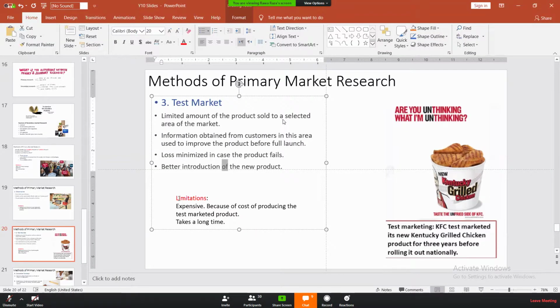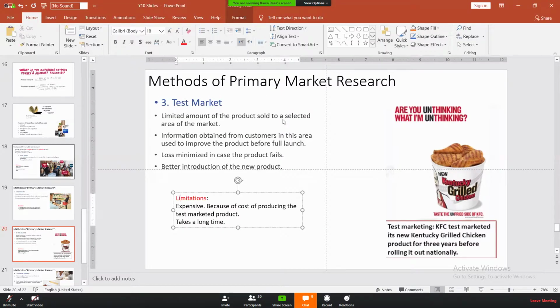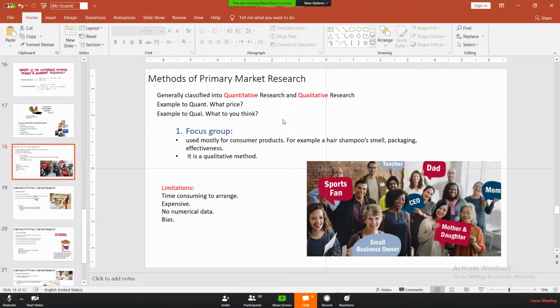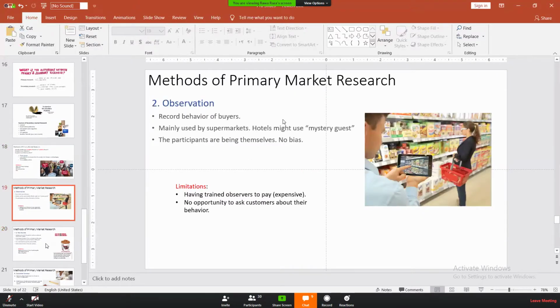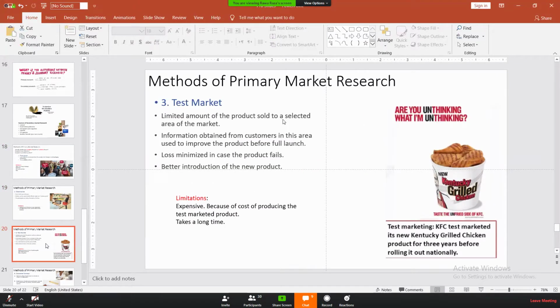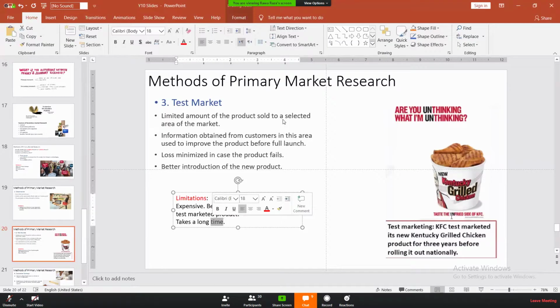Okay, the limitation is obviously it's expensive. It's not like the other methods, it's not theoretical. You're actually making and selling a product, and you could lose a lot of money. Okay, so it's expensive, and also it takes a long time. KFC's product took 3 years for that test to be done. So it was only being sold in one market for 3 years. So they've been collecting data from their customers for 3 years. After they made sure it was a success, then they launched it internationally.